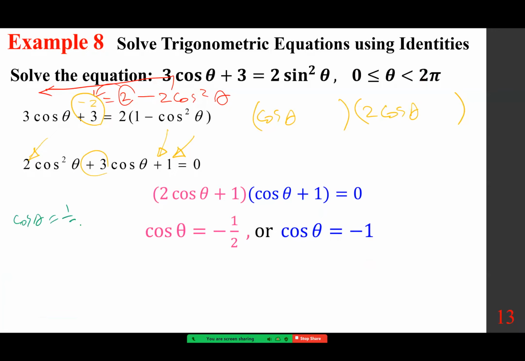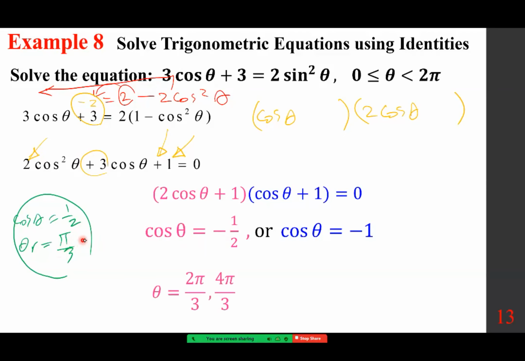Cosine theta equals 1/2. Reference arc is pi over 3. And because it's negative, of course, the reference arc remains the same. Second quadrant, pi minus pi over 3 is 2 pi over 3. And the third one, pi plus pi over 3 makes it 4 pi over 3. We've done that before. You can go back to the notes. So there are two answers, 2 pi over 3 and 4 pi over 3. Over here, there's one answer. So we have a total of 3 answers if the question is asking for all solutions.